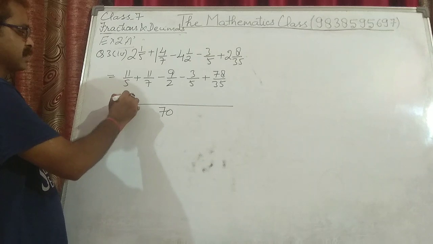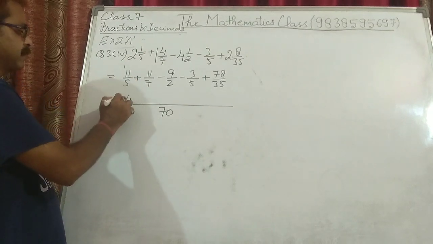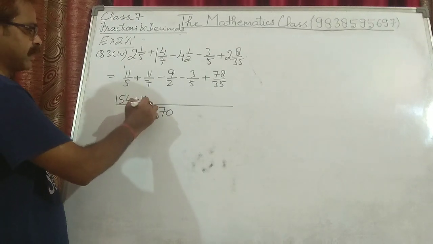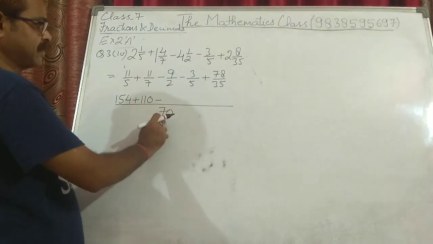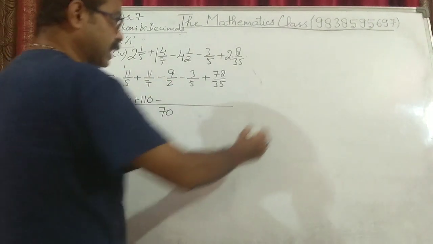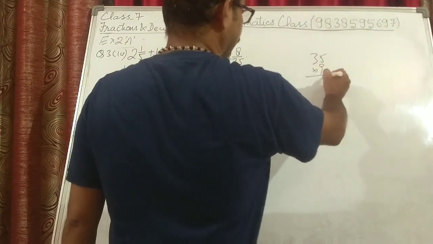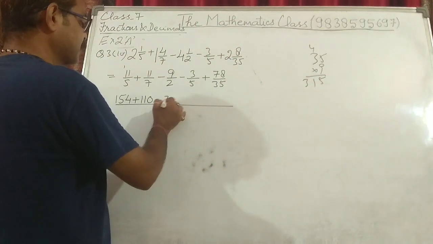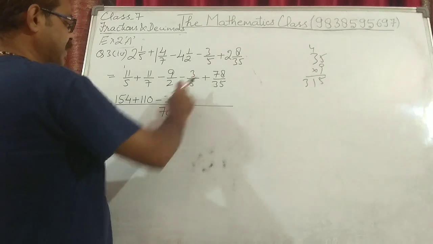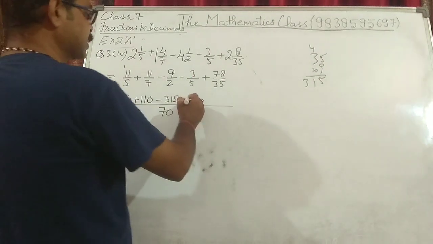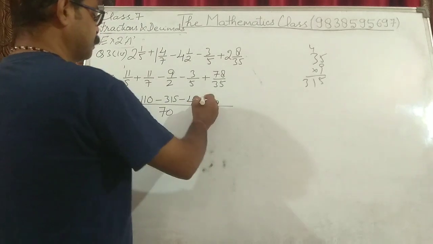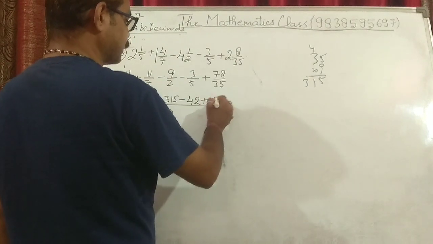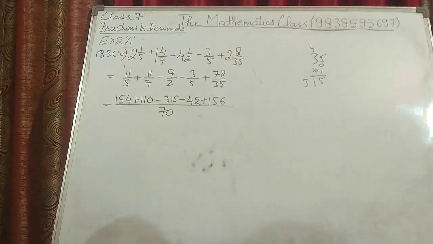14 into 11 is 154. Then 70 divided by 7 is 10, 10 into 11 is 110. Then 70 divided by 2 is 35, so 35 into 9 is 315. Then 70 divided by 5 is 14, 14 times 3 is 42. Plus 35 times 2 is 70, 8 times 2 is 16, plus 140 is 156. These are the values that we are getting after calculation.